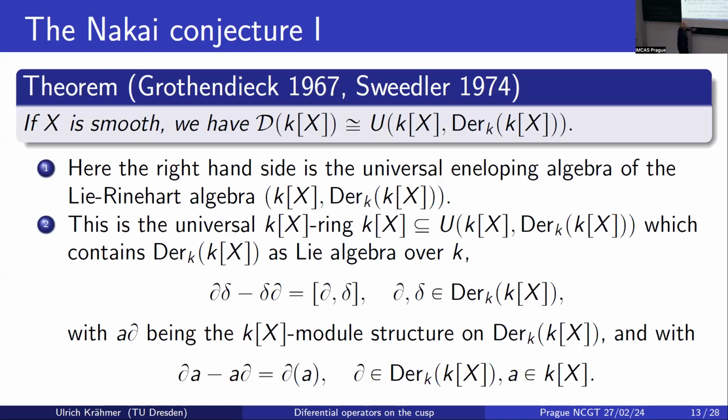So the history is quite old, and actually there's an interesting paper from Sweedler, the Hopf algebra Sweedler, from 1974, where he develops already a lot of Hopf algebroid theory. It's just that for a few years then nothing happened and no one cared. And Sweedler also started doing other stuff. But the first observation was that if we have a smooth affine variety X, then this ring of differential operators is what you think it is. Now, what do you think it is? You think it's the universal enveloping algebra of the Lie algebroid, or the Lie-Rinehart algebra, of all derivations.